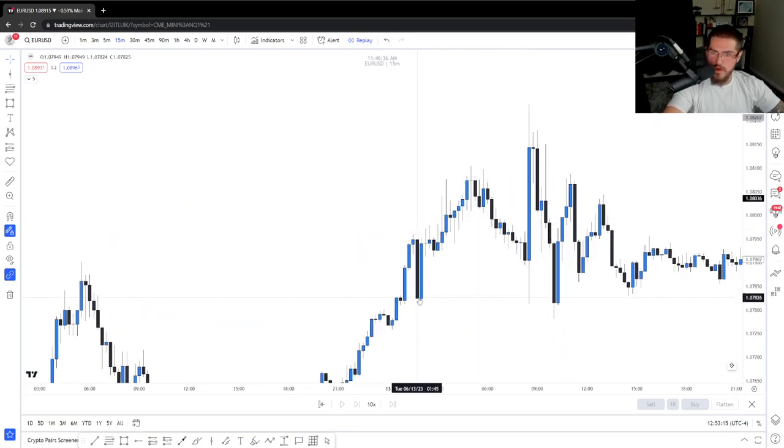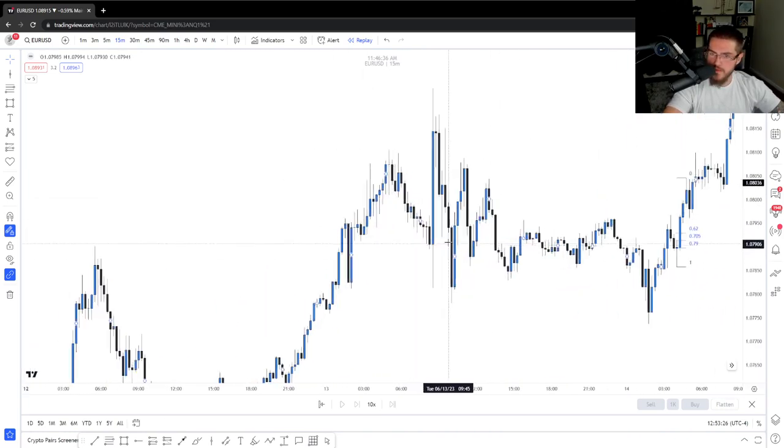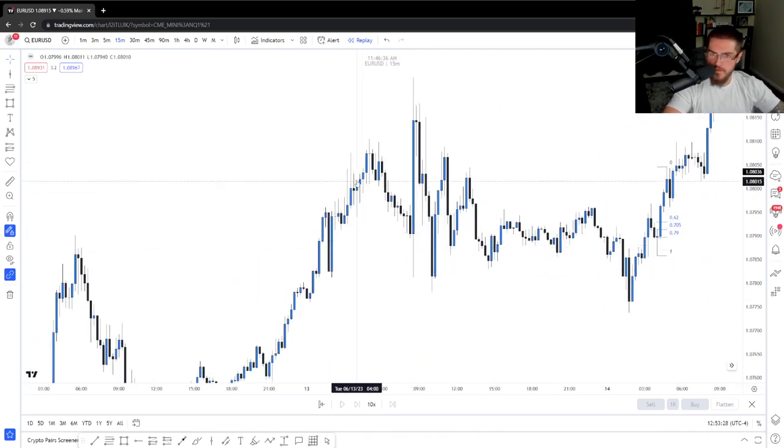Here's a good example too. This wouldn't give you a setup. There's no displacement here, right? This is a day you don't trade. I think this was maybe where CPI was around this area, but this is a day you just chill out.